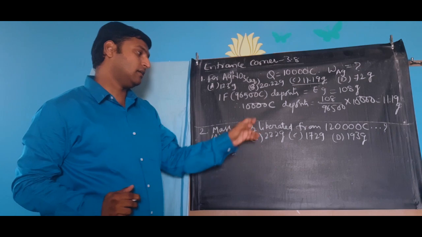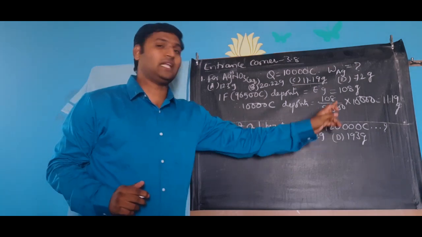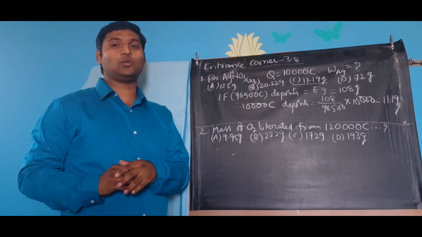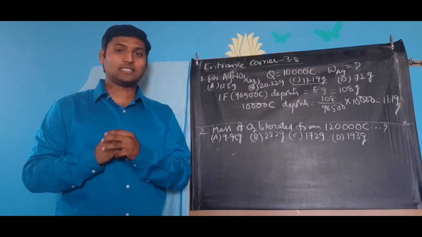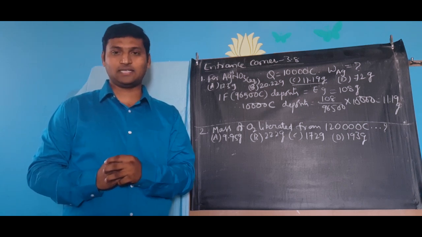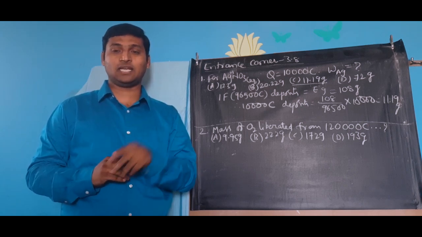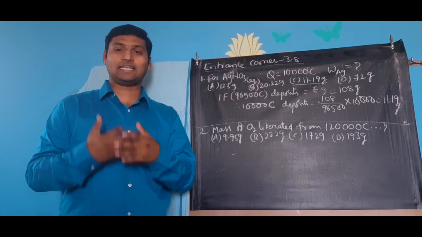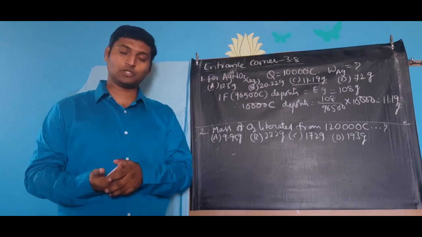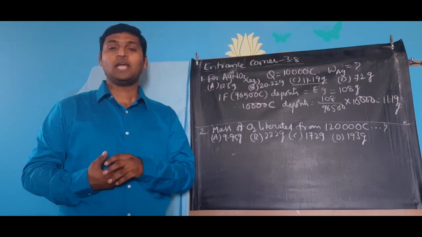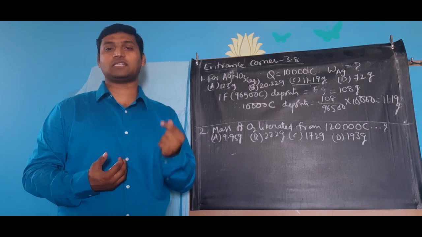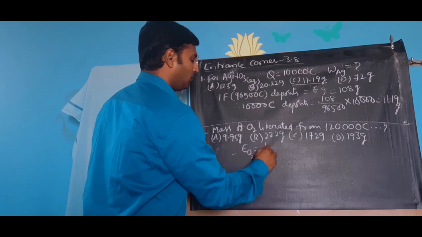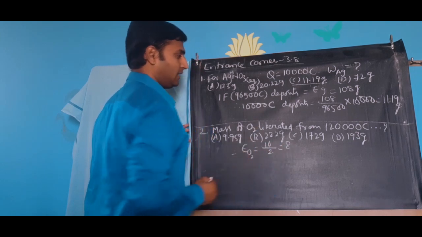Mass of oxygen liberated from 1,20,000 coulombs. Absolutely similar question. Now, what we need to know is the equivalent mass of oxygen. What is atomic mass of oxygen? You are right, 16. Atomic mass of oxygen is 16 and its valency is 2. Oxygen is a 16th group element. It exists as oxide ion O-2, so its valency is 2. Atomic mass 16, valency is 2, divide 16 by 2, you get 8. So, equivalent mass of oxygen will be 16 by 2, that is 8.